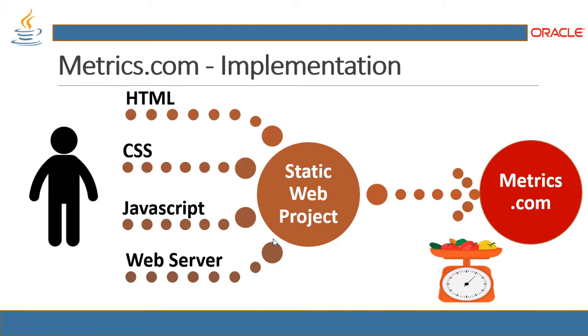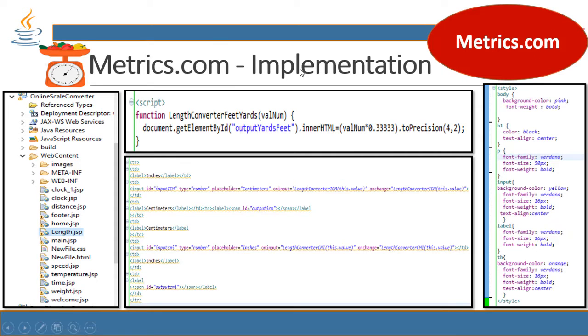Let's take a look at the implementation. Since it is a static web application, we are using HTML, hypertext markup language, CSS to give some style sheet, and JavaScript to implement the formulas and the algorithm for all conversions of these metrics. A web server is optional, but it's preferred to have a server deployment named metrics.com. Let's take a look at the source code.